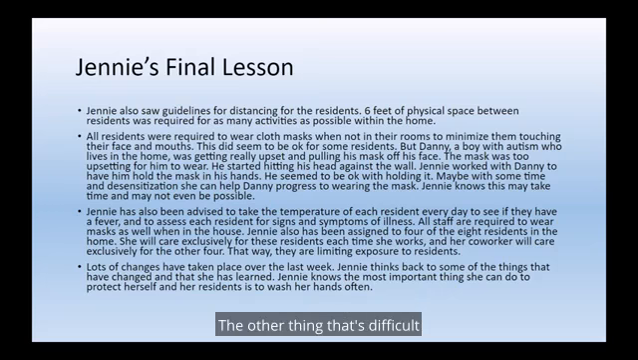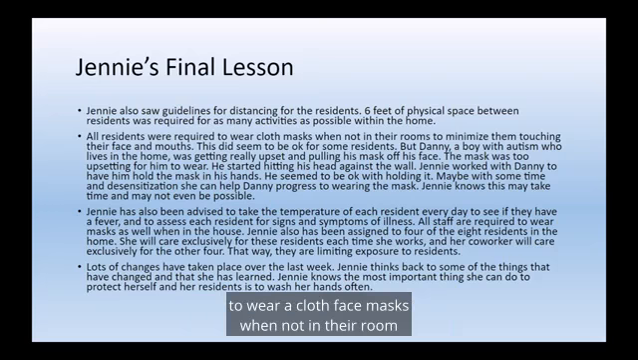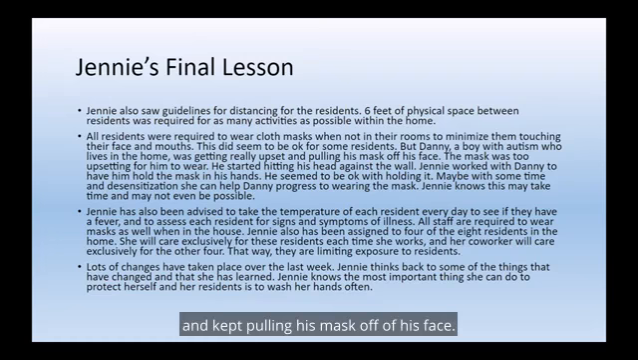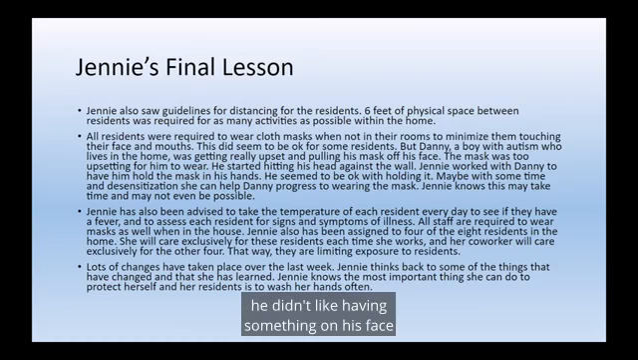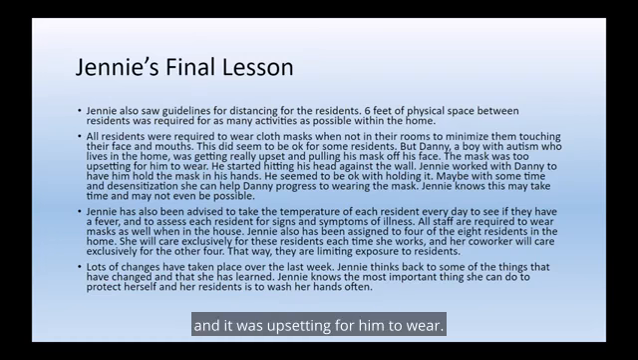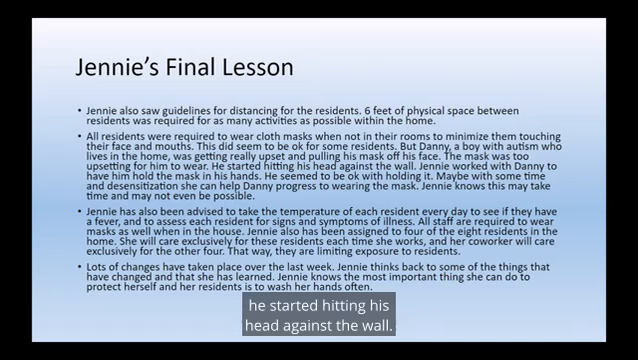The other thing that's difficult is that all the residents were required to wear cloth face masks when not in their room to minimize touching their own face and their mouth. It was okay for some residents, but Danny in particular, who is a boy with autism who lives in the home, got really upset and kept pulling his mask off of his face. The mask bothered him. He didn't like having something on his face, and it was upsetting for him to wear. He got frustrated and upset. He started hitting his head against the wall.